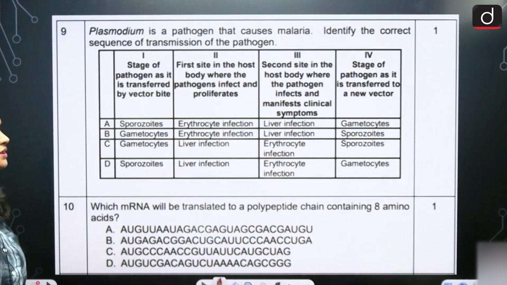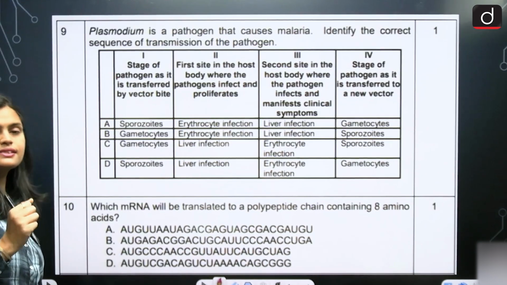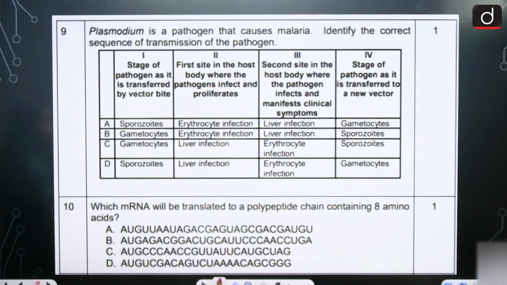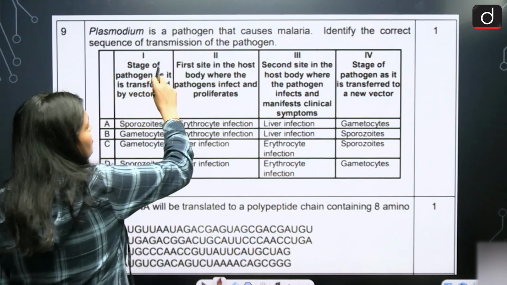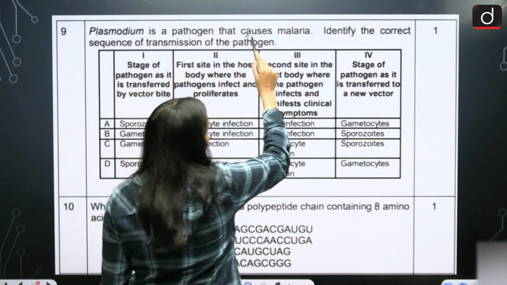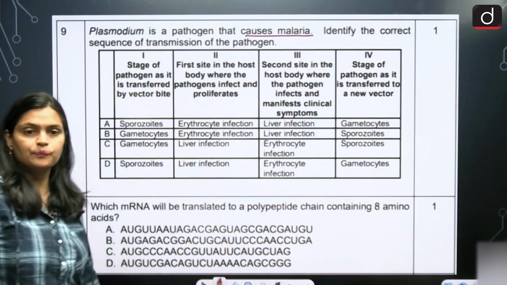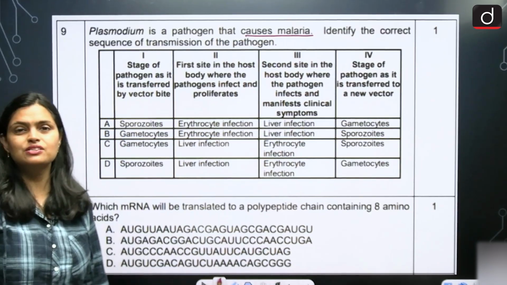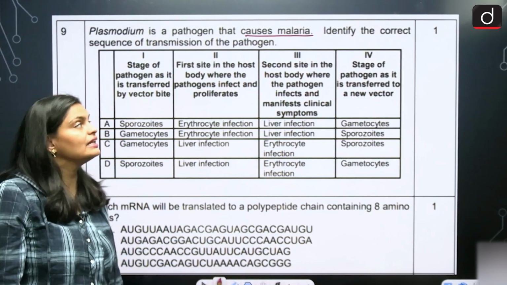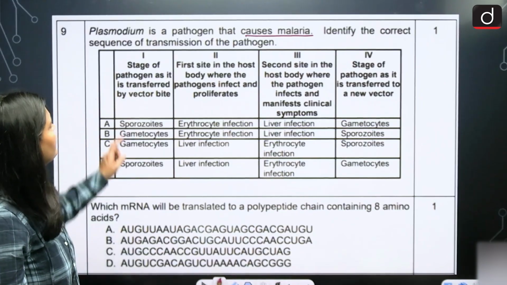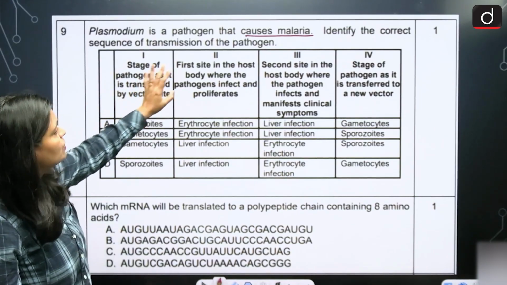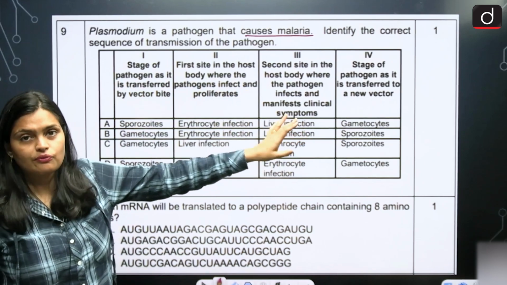So next question is from health and diseases. Okay, here you have a plasmodium, a pathogen. Okay, so plasmodium is what? It is a pathogen that causes malaria. So we all know that plasmodium species causes malaria, and you have to identify the correct sequence. So here the four stages of malaria are given.